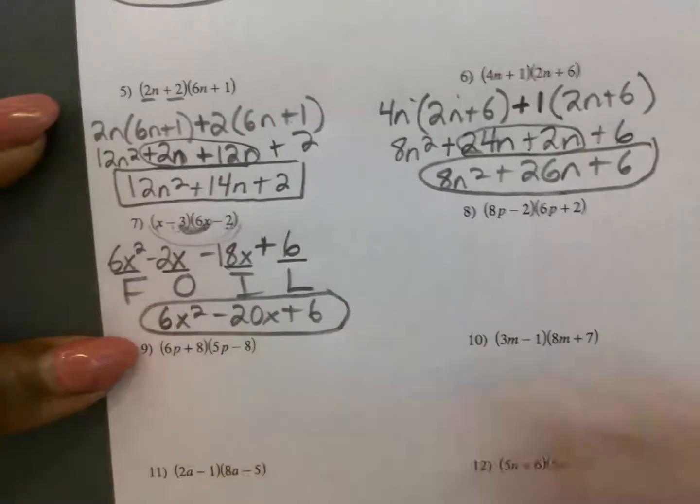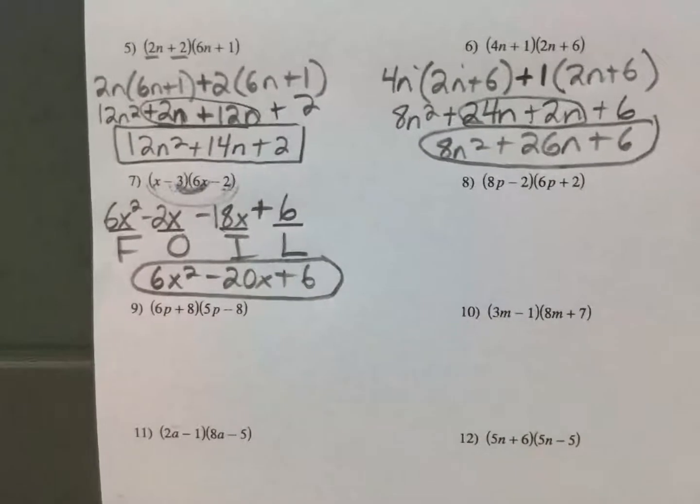I might use that method. All right, we're going to try it one more time, okay? And then you decide which one you want to use. You can use the first or the second. It doesn't matter to me. You can only use FOIL with 2 binomials. You can't use it with any other type of problem. All right, so I'm going to do it one more time.